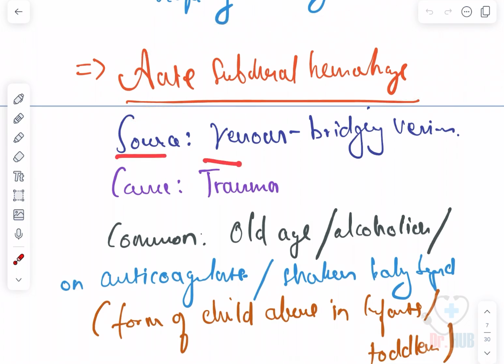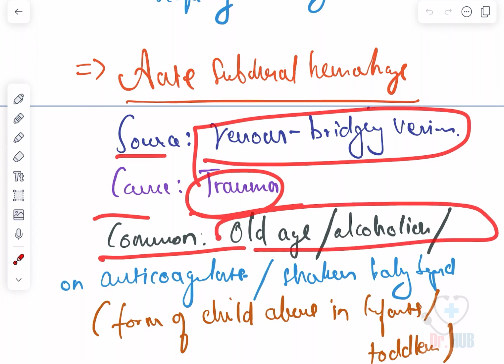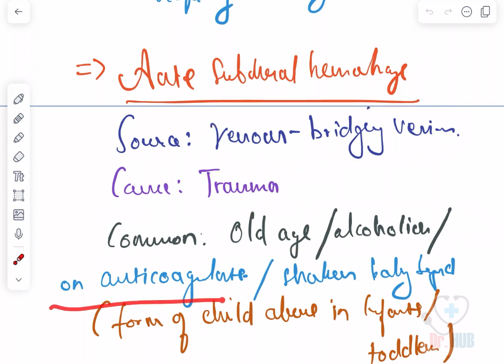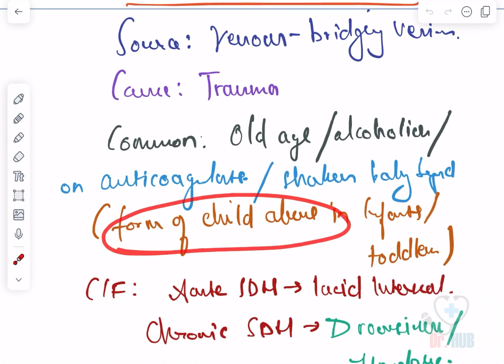So the source here is the venous bridging veins, and the cause is the trauma. The most common being the old age, alcoholism, and patients on the anticoagulant, as well as shaken baby syndrome, a form of child abuse in case of infants and the toddlers.